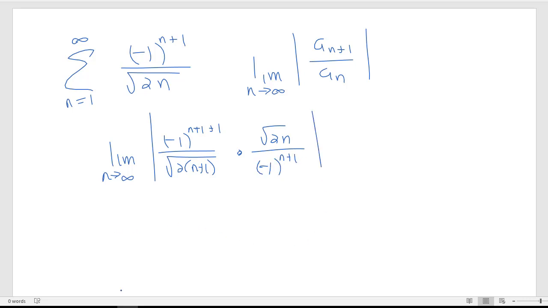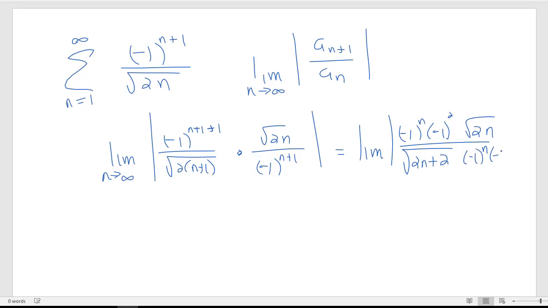So I have in the numerator here (-1)^(n+2) is what I really have. So I'm going to write that as (-1)^n times (-1) squared. And then I have the square root of 2n. I'm going to deal with that in a moment. The square root of, in the denominator, 2n plus 2, because I'm going to distribute my 2 here. And then I have (-1)^n and then (-1) to the 1. All an absolute value, as n goes to infinity.